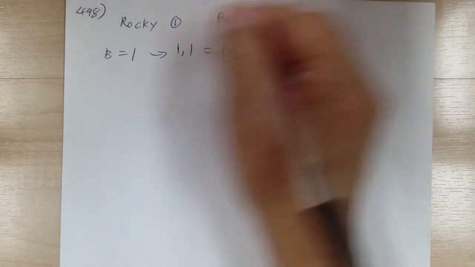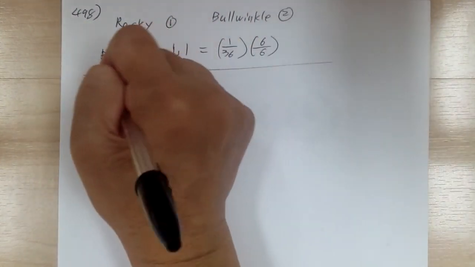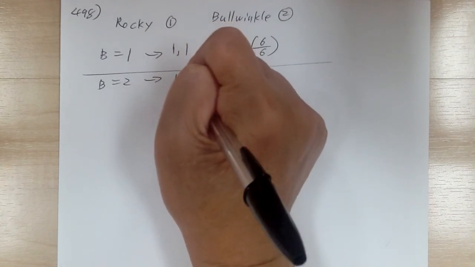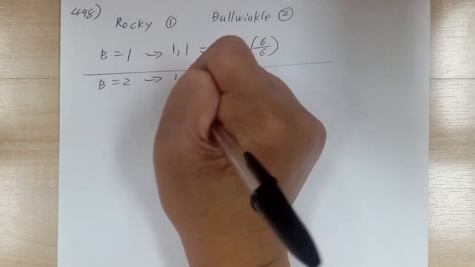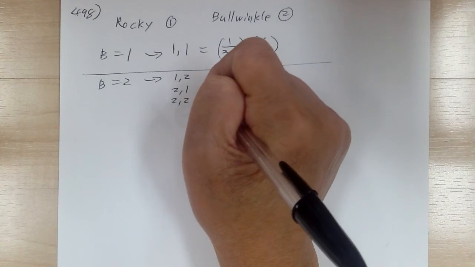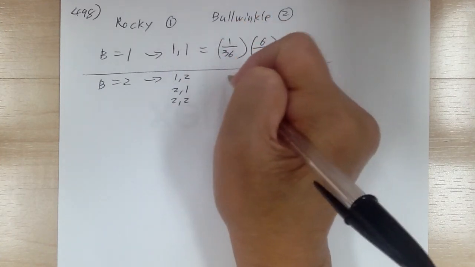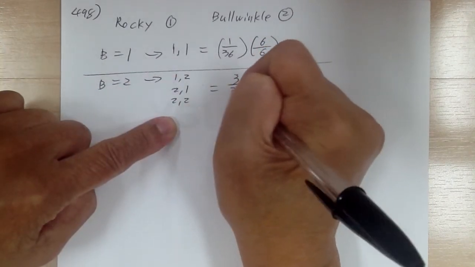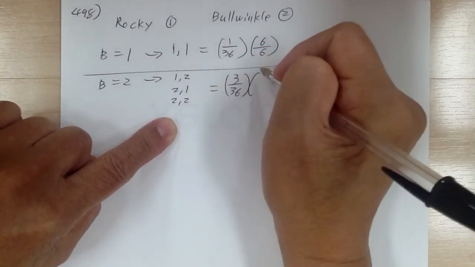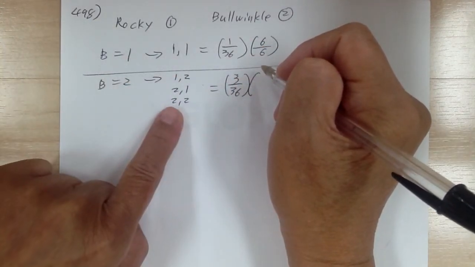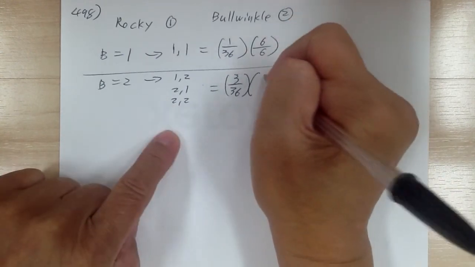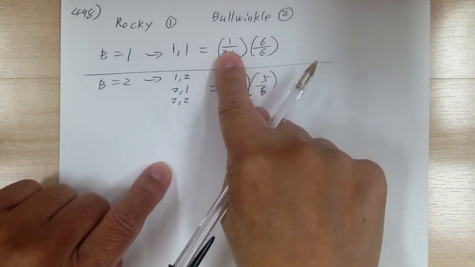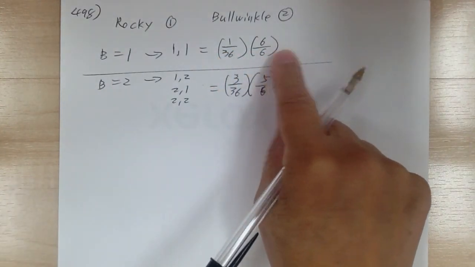Okay. Now when Boingo equal to 2, so this would be, you can roll 1-2 or 2-1 or 2-2, right? And so the probability will equal 3 out of 36. Okay. And now the Rocky had to roll at least 2 or better, so it'd be 5 out of 6, right? So this is for Boingo, this is for Rocky, okay?